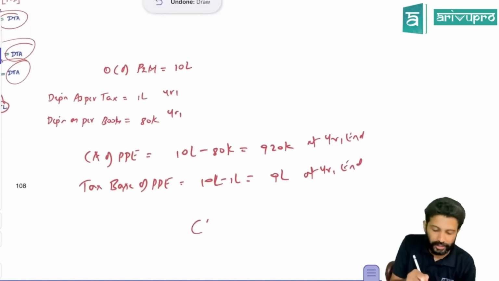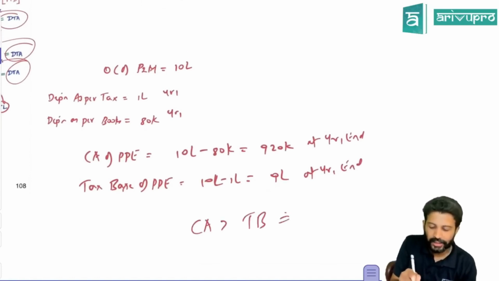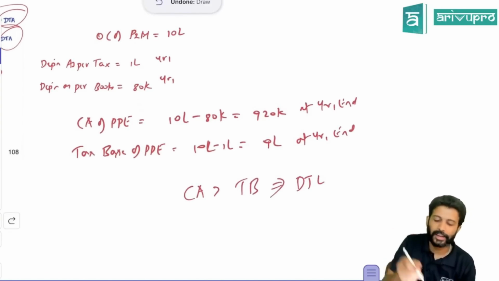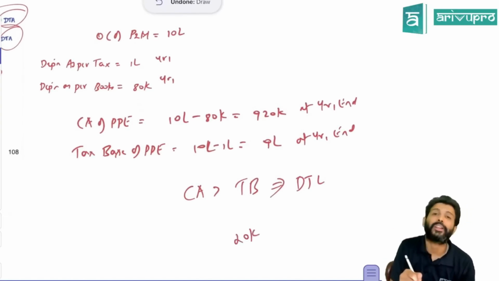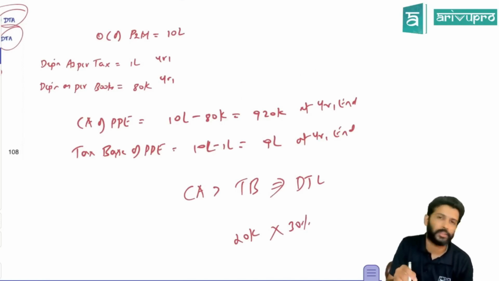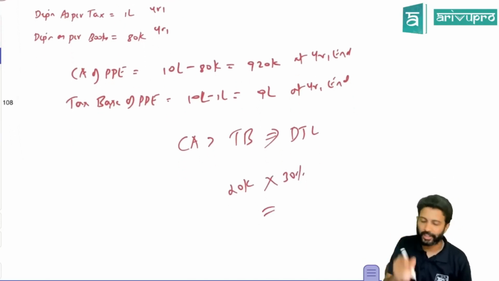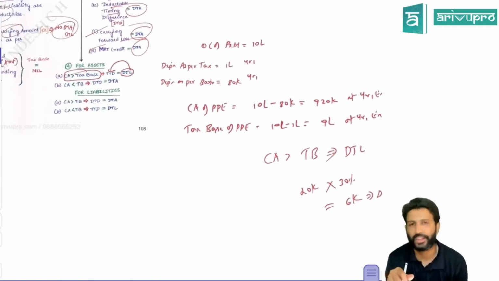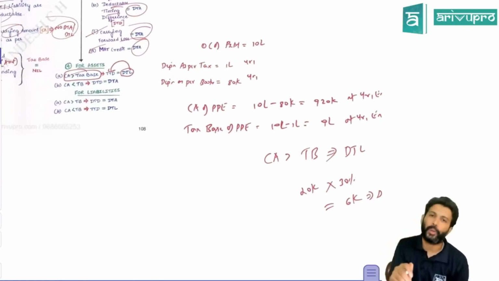So this is an asset. What is the equation? If the carrying amount of the asset is greater than the tax base, you create deferred tax liability. How much is the difference here? 9,20,000 minus 9 lakh, 20,000 is the difference. On the difference, will we create DTA or DTL? You'll take the tax rate, which will be given to you in the question. Let's assume it is 30%. So on 6,000, you will create DTL in this particular case. This is as per the equation.